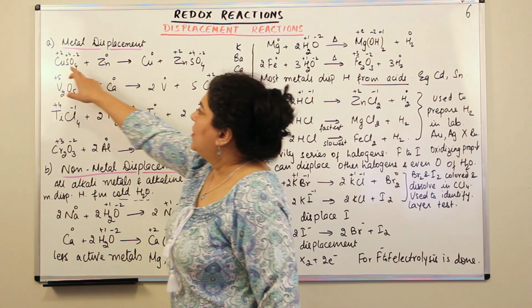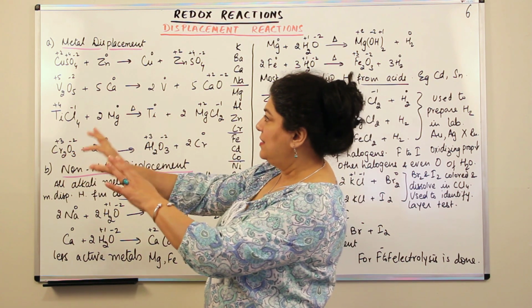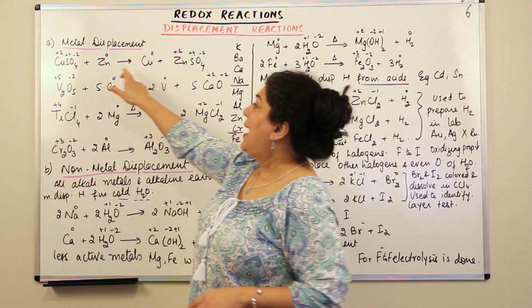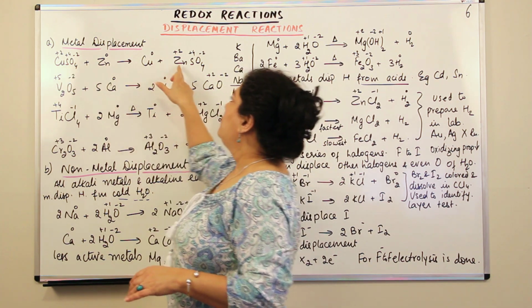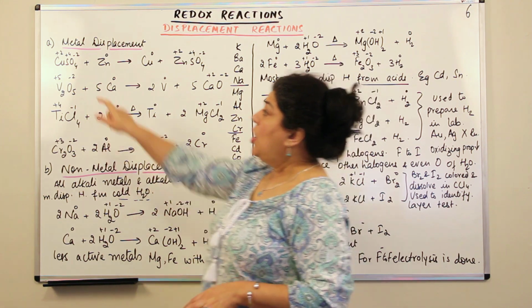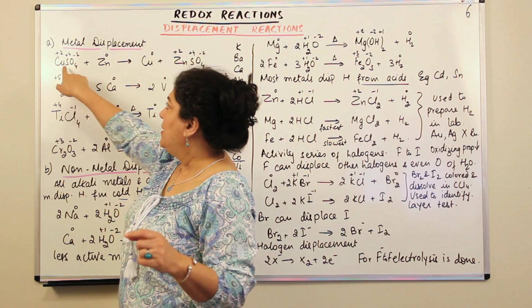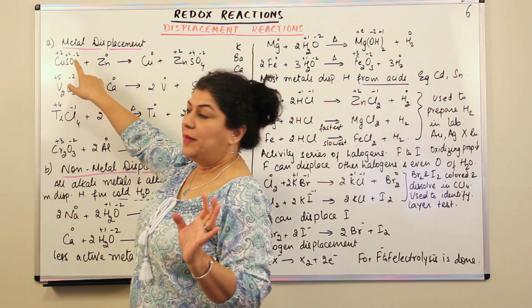What happens? The copper is removed and sent away, the lesser friend is sent away, and zinc on the other hand forms zinc sulfate. In terms of redox reaction, what happens? In copper sulfate, copper had a charge of +2, sulfur +4 and oxygen -2.